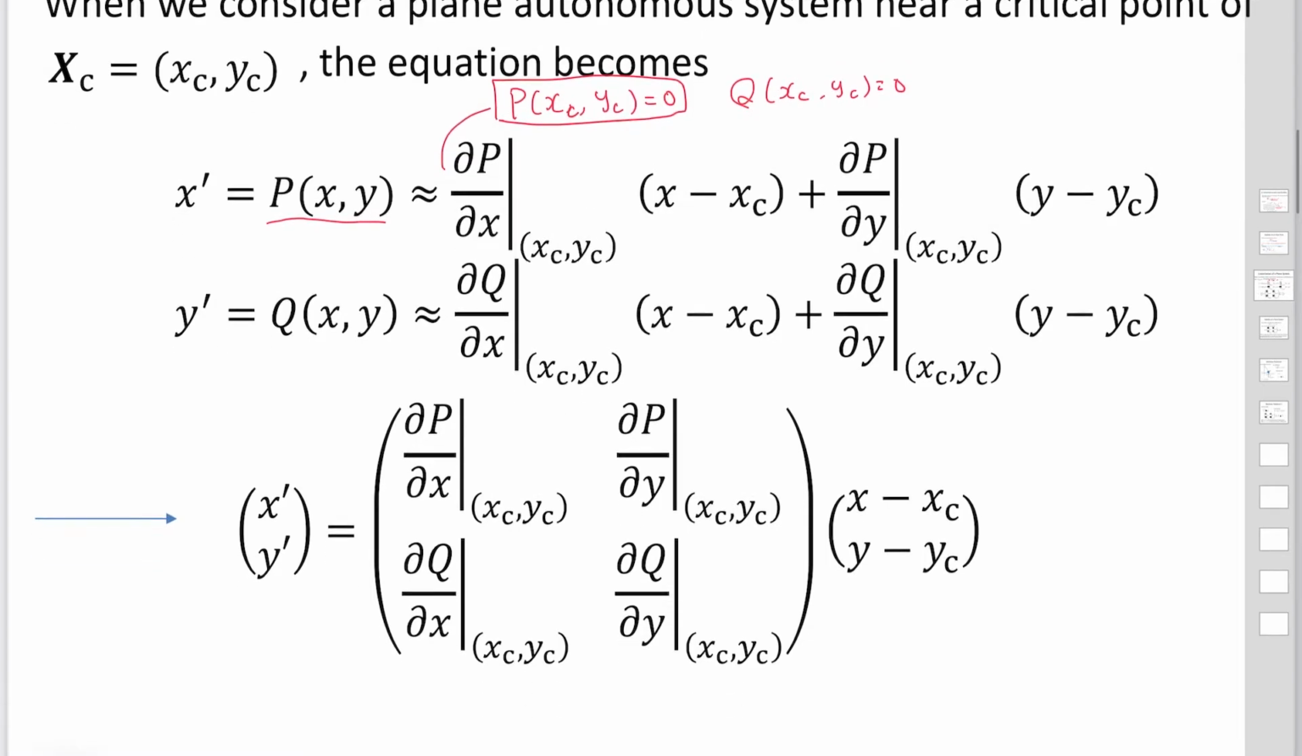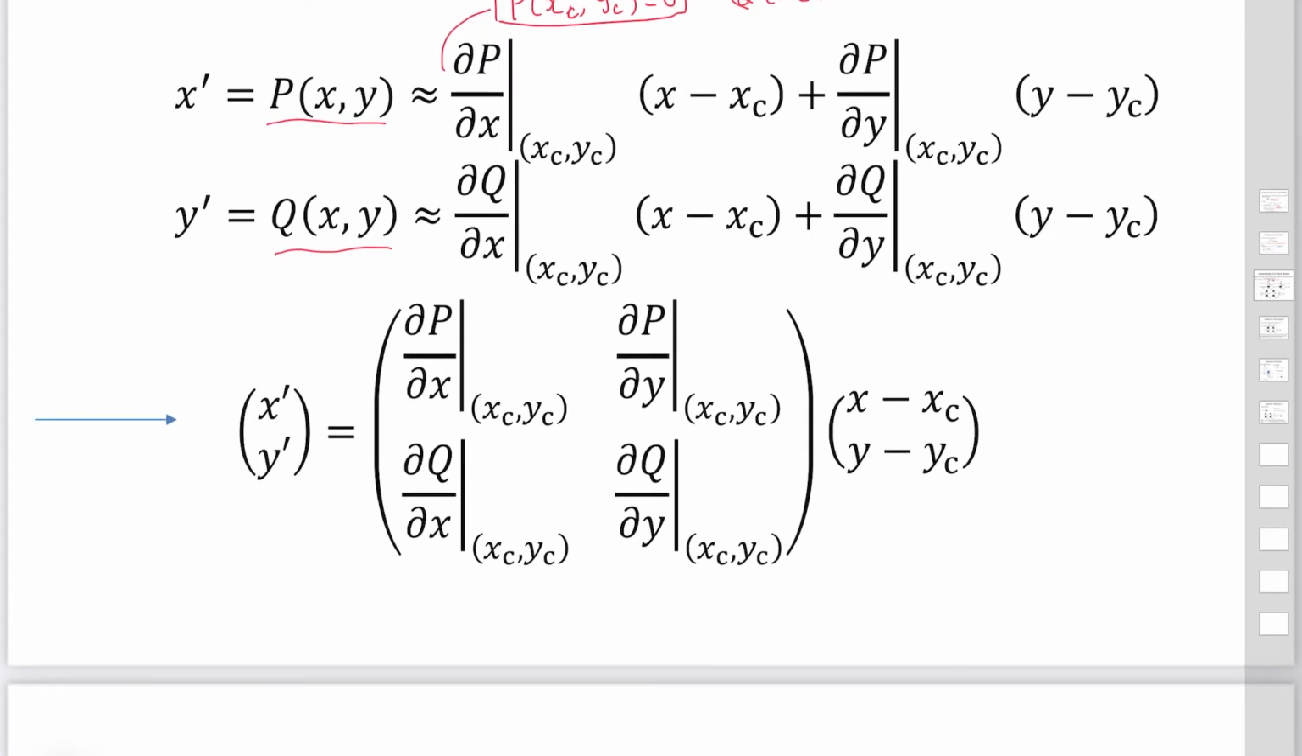Then we can expand the capital Q(x,y) in a very similar way to capital P. So partial Q partial x times x minus x sub c plus partial Q partial y times y minus y sub c. Then we combine this equation using the matrix. So x prime, y prime equals the matrix with partial P partial x, partial P partial y, partial Q partial x, partial Q partial y, times x minus x sub c, y minus y sub c.